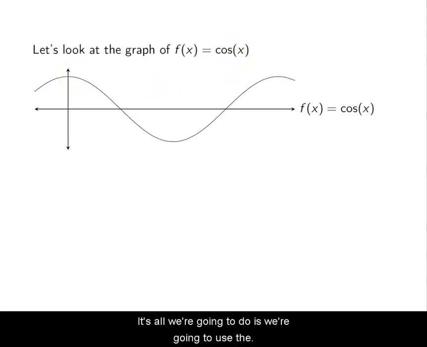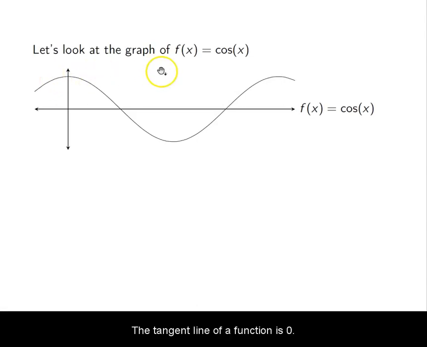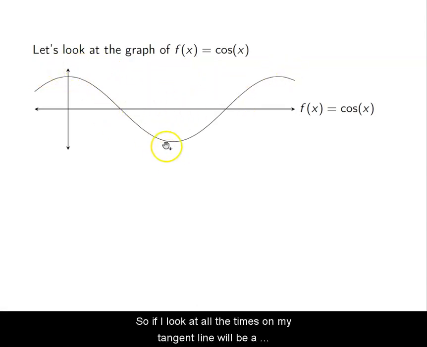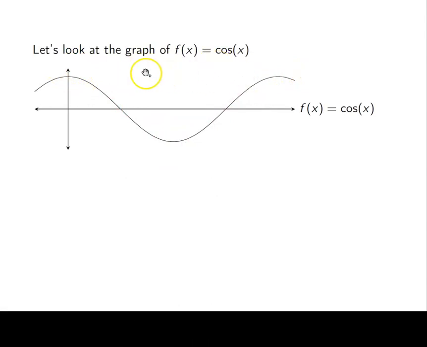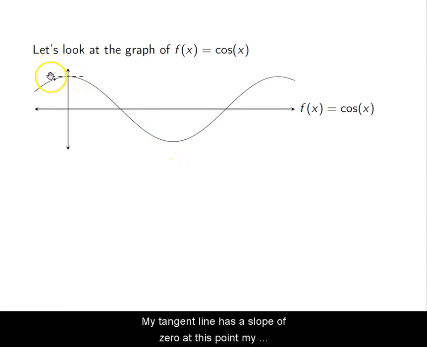Okay, and so what we're going to do is use the fact that the slope of the tangent line of a function is 0 when the tangent line is flat. If I look at all the times when my tangent line will be a horizontal line, that'll be at the maximum values and the minimum values, right? So at this point, my tangent line has a slope of 0. At this point, my tangent line has a slope of 0. And at this point, my tangent line has a slope of 0. And so forth, because remember, cosine goes on forever and ever.